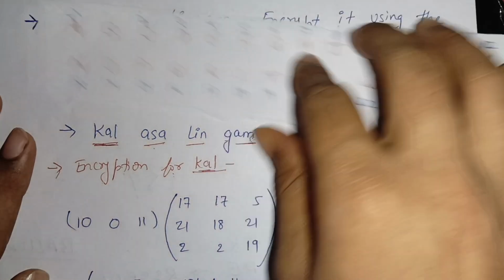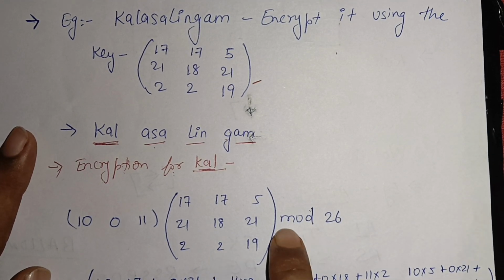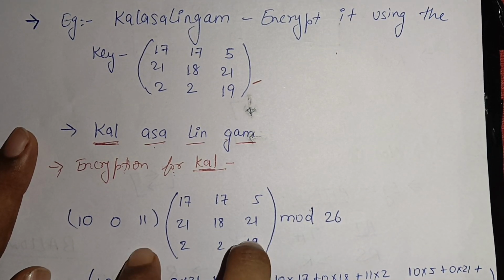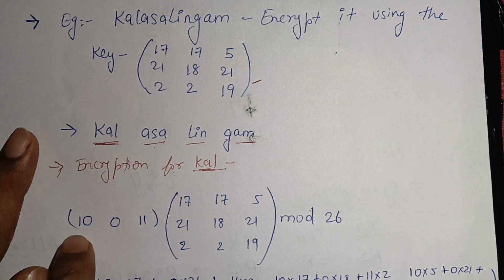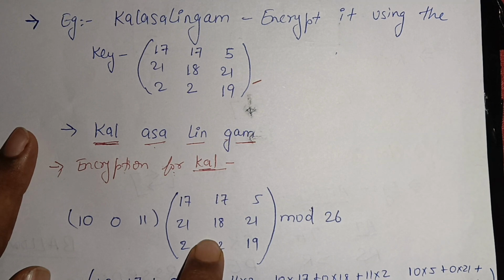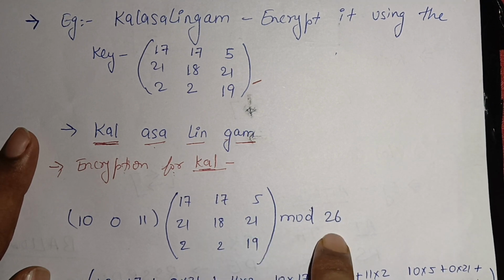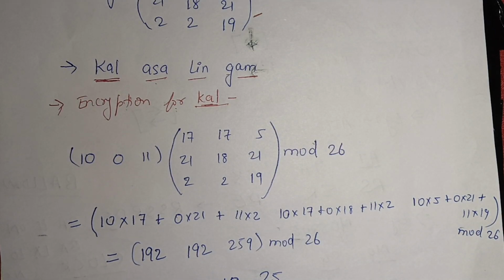And in the same way, whatever the key values are, you just need to write those key values, and mod 26. This is the formula. Whatever encryption you need to do, you write on the left side. After that you write this key value and then mod 26. Then you need to perform this matrix multiplication.